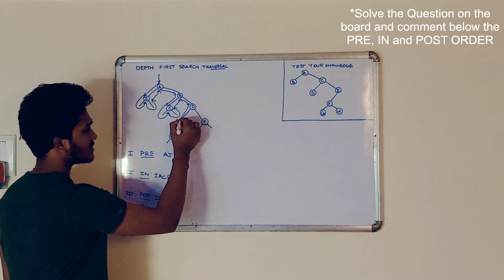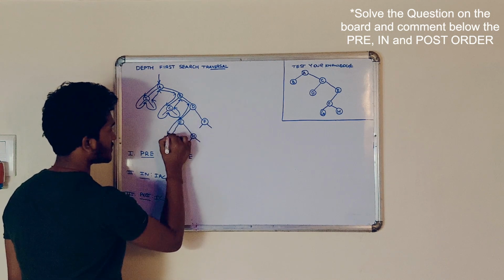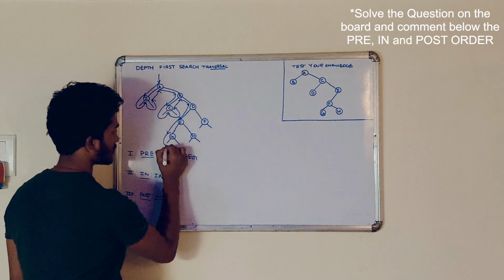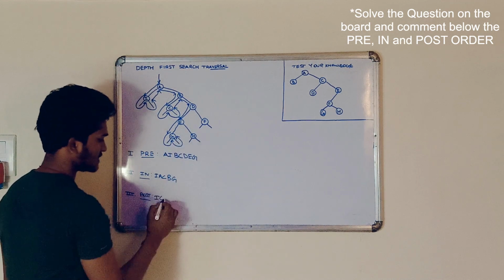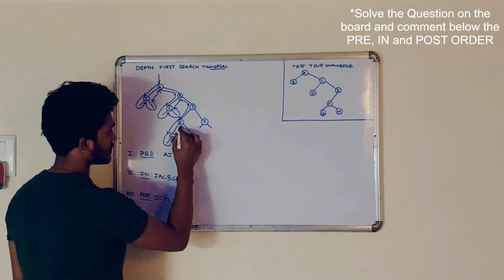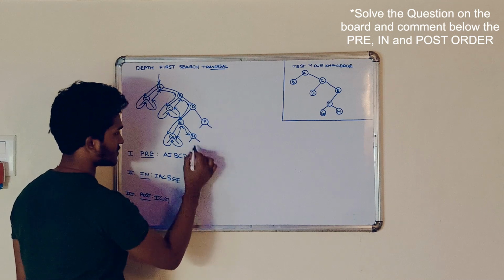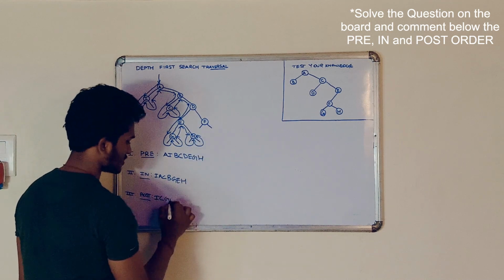So we write it in pre-order, then we come to E, then to G, then to G here in order, G here in post order, E here in order, H for the first time, H for the second time, H for the third time.